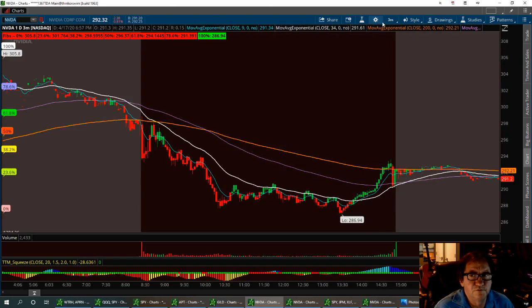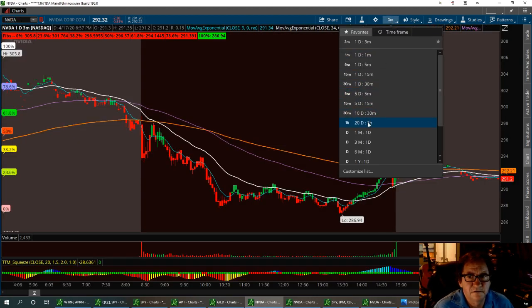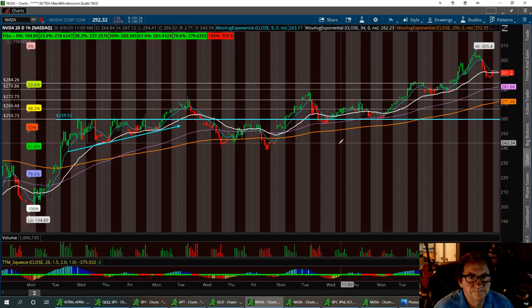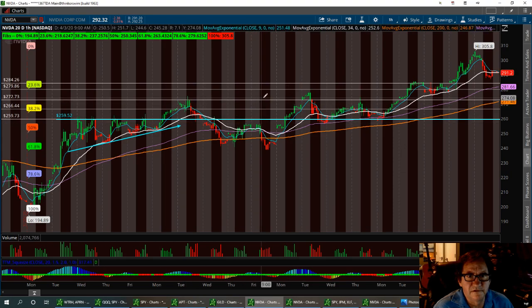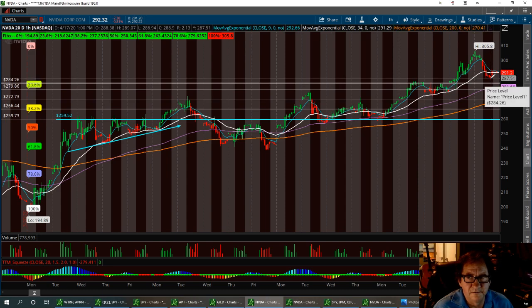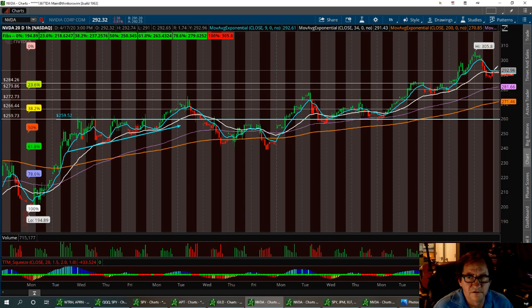NVDA. Let's pull up the 20-day chart. Let's see if we had these higher highs. Then we had the big breakout on Thursday, and she pulled back Friday, and then into close she had a little bounce up. So we've got a solid support right down here at this previous base.